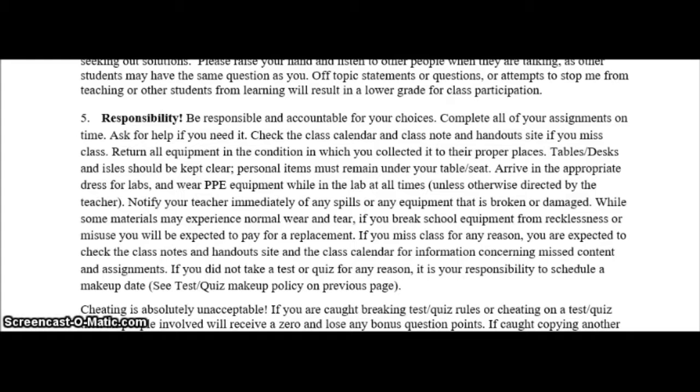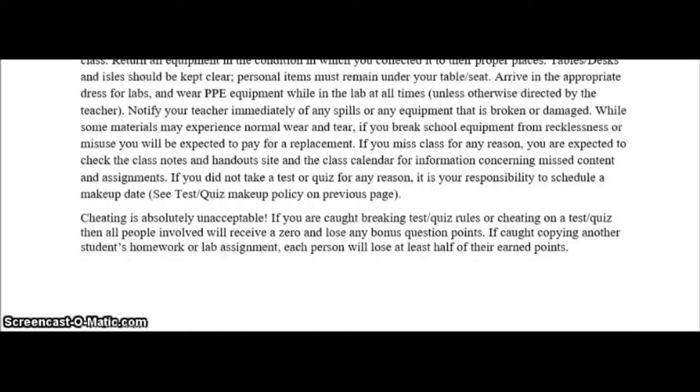If you miss class for any reason, you're expected to check the class notes and handout site and the class calendar for information concerning missed content and assignments. If you did not take a test or a quiz for any reason, it is your responsibility to schedule a makeup date. Please see the test quiz makeup policy on the previous page.